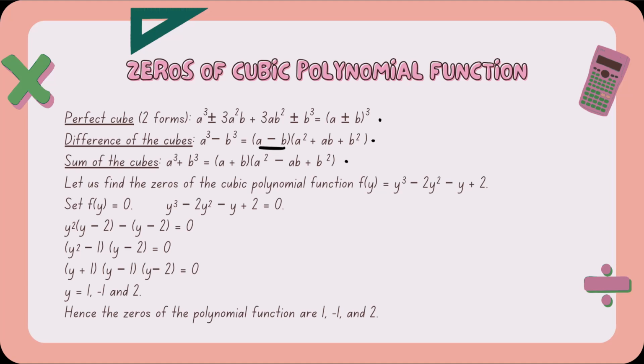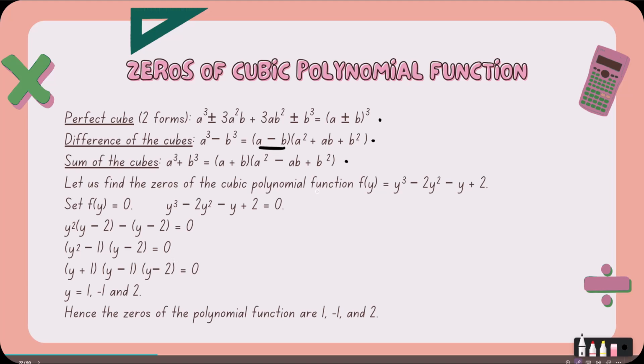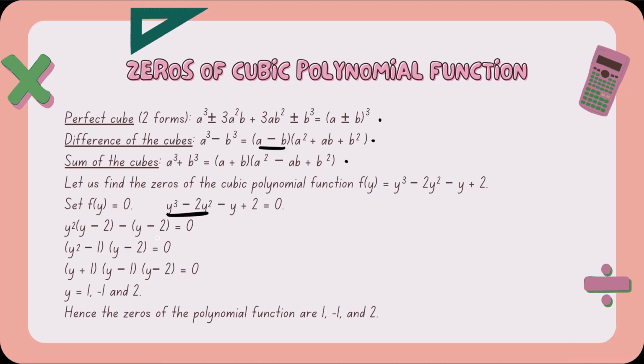Let us find the zeros of the cubic polynomial f of y equal to y cube minus 2y square minus y plus 2. So f of y is equal to 0, that is, y cube minus 2y square minus y plus 2 is equal to 0. What do we do? We do grouping. We're going to group the terms. From the first two terms I'll take y common, so I have y square outside into y minus 2. I'll take minus 1 outside from the other two, and inside it is y minus 2.